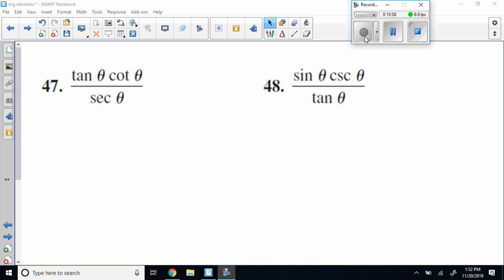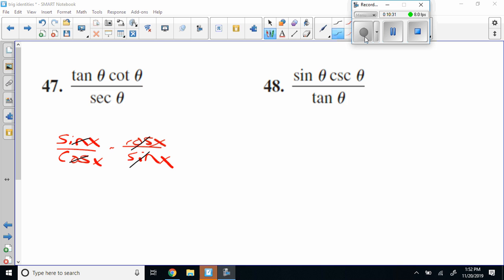47. All right, let's go. There are about 3 different ways you can do the top. If you go tangent is sine x over cosine x times cosine x over sine x, you will understand that these are going to drop. Those will go to 1. Or you could have rewritten tangent as 1 over cotangent, and it would have crossed out diagonally. Or you could have rewritten cotangent as 1 over tangent, and it would have crossed out. So there are 3 different ways you could have done the top.